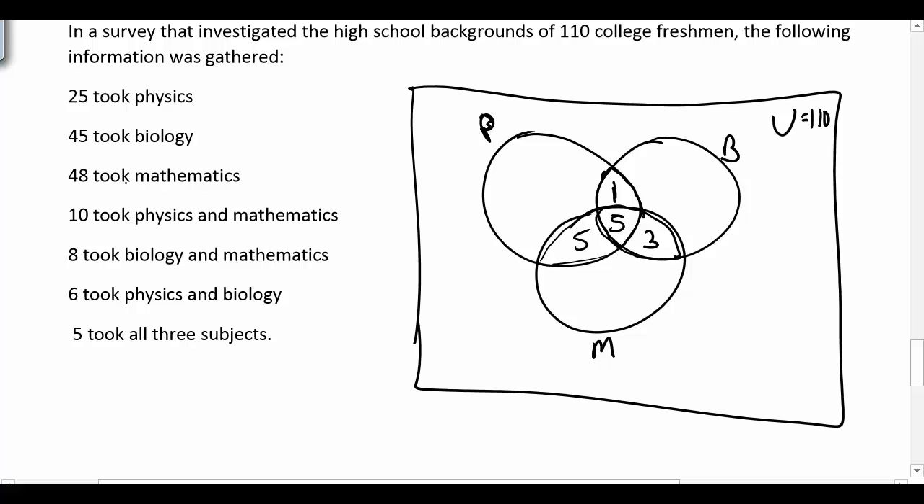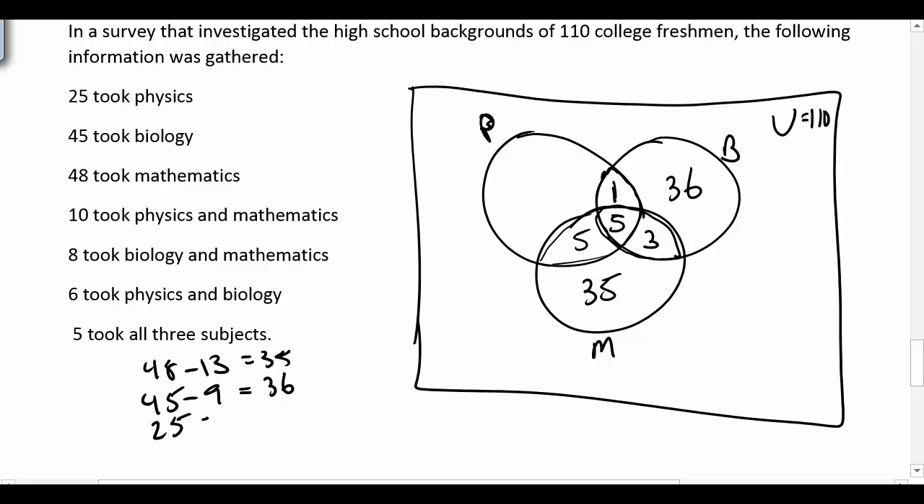Okay. All right, let's look at math then. There's 48 that took math. So how many do I know about already? I have 5, 5, and 3, so 13 that I already know about. That means there's 35 that just took math. 45 took biology. So how many of that bunch do I already know about? Let's see, 6, 9. So 45 minus 9 is 36. So there's 36 that just took biology.